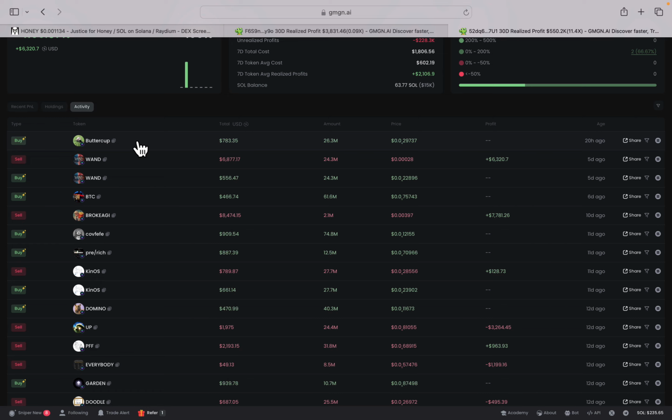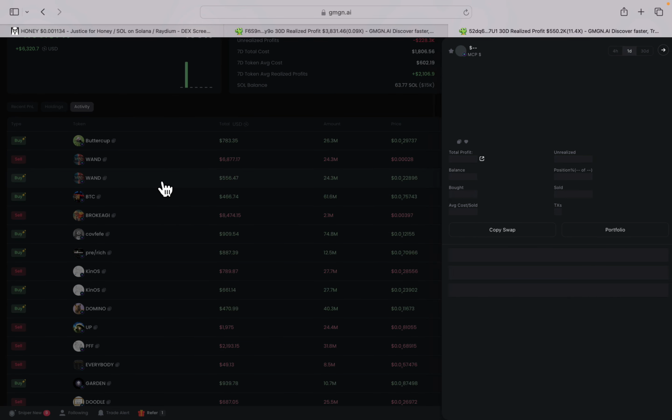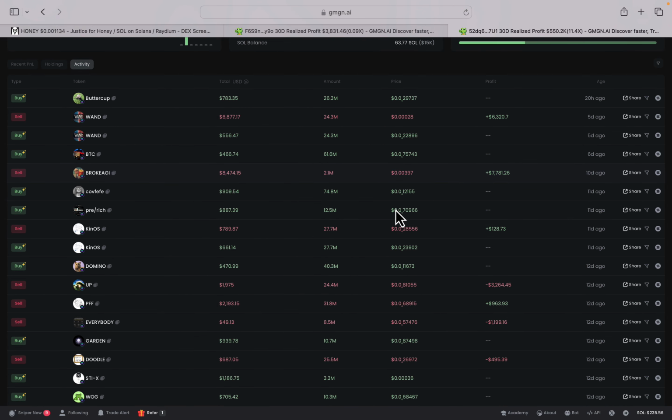Let's check, for example, this one. He lost money. This one, he made a good profit on this one. Actually, that's quite interesting. But I think this was probably a sniper. And if you want to, for example, copy trade this person, you would probably end up buying at this stage. So he bought quite early and he sold that. That's the reason he made good profit.